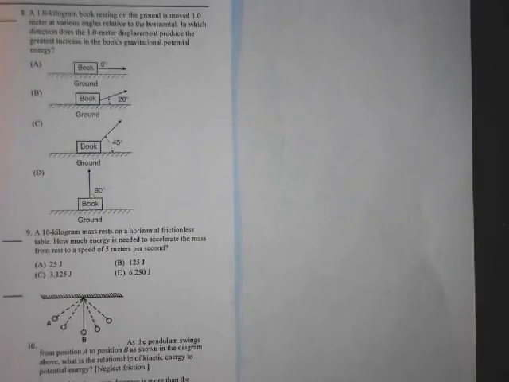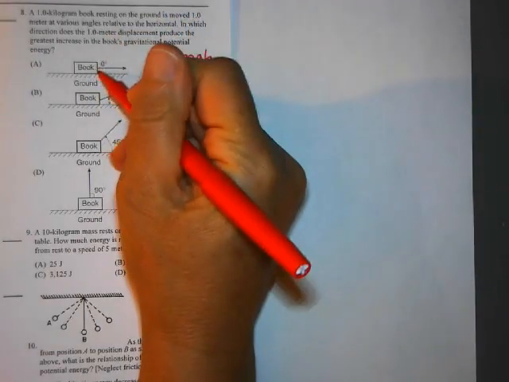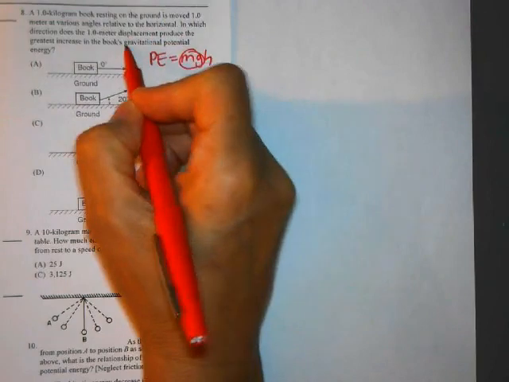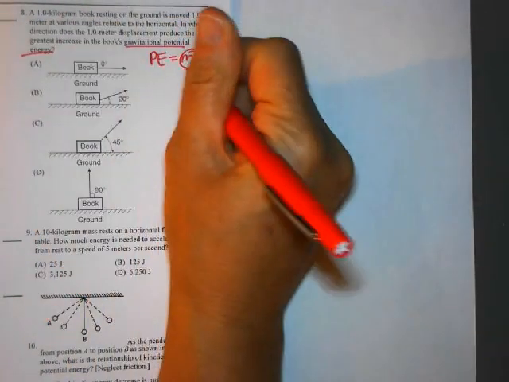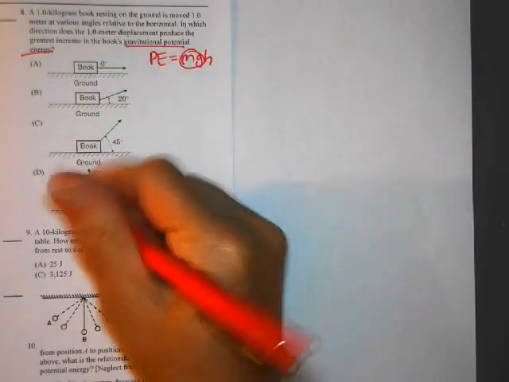Number 8. A 1 kilogram book is resting on the ground. It moves 1 meter. So again, it's going to be mgh. So potential energy is mgh. So this is moving 1 meter. Well, this is not going to be anything because of the force, mg. It says the gravitational potential energy is going to be the mass times gravity times height. Okay, so the one that's going to obviously make the most difference is D, because it's going to be mg times that 1 meter. Here, we're going to have components.